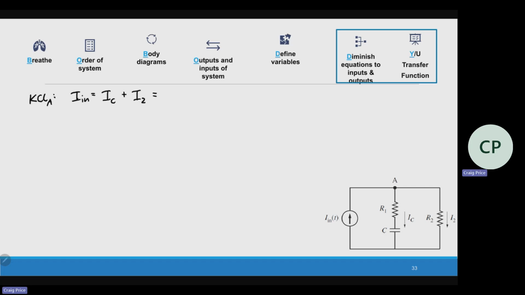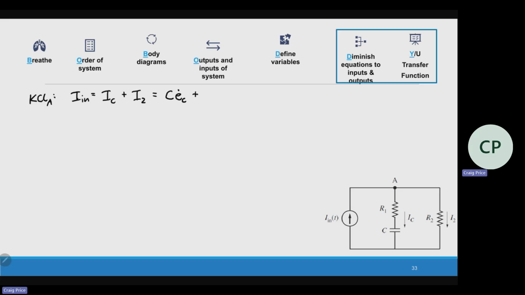Do we have anything from our definitions that we could replace it with as a variable that we like? Cool. So C EC dot, that is the definition for the capacitor. Current is related to voltage with the first order derivative. And now I like that because that's my output. That's great.